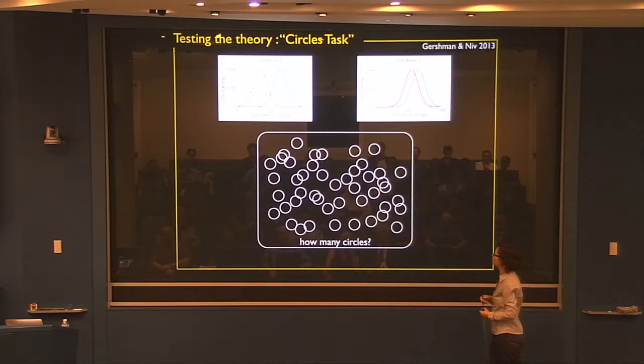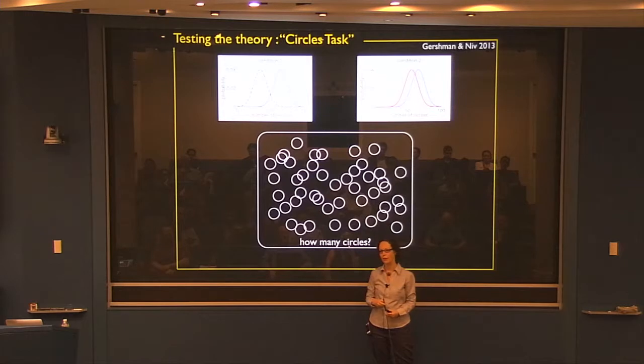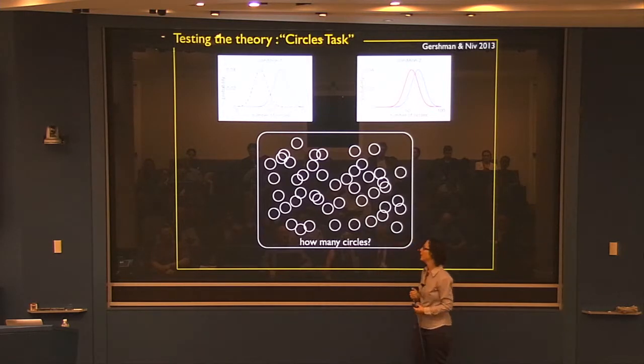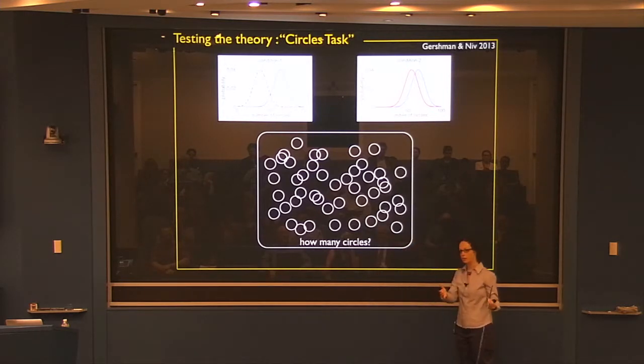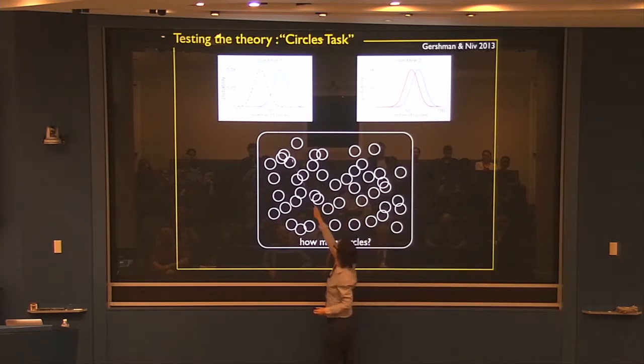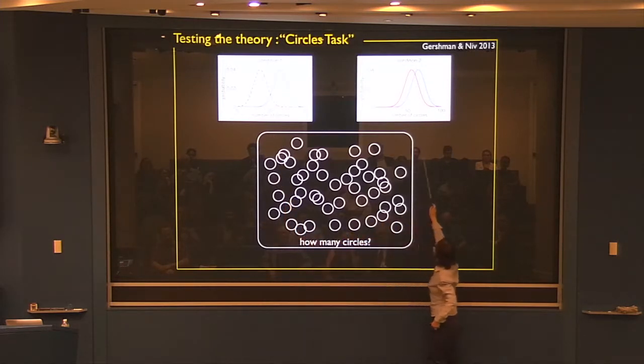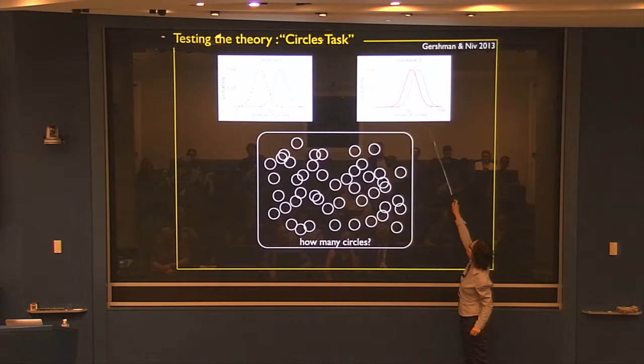But the blue trials always came from this Gaussian with mean 65. The red trials, it depended. In some blocks, they came from what you see up here, a Gaussian with mean 35, so quite different from the blue Gaussian. Whereas on other blocks, they came from mean 55, so very similar.